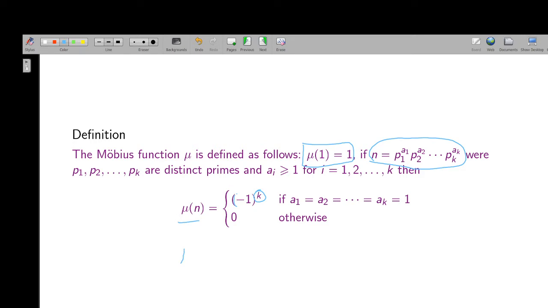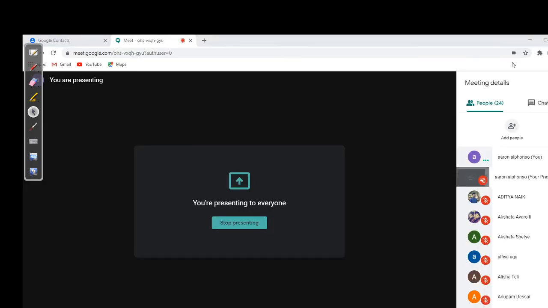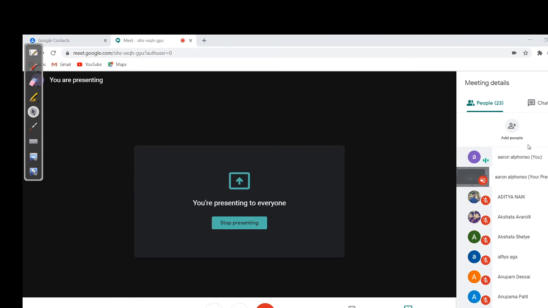Can someone switch on your microphone and tell me what is mu of 100 and what is mu of 10? Just to know if you have understood what the mu function is.